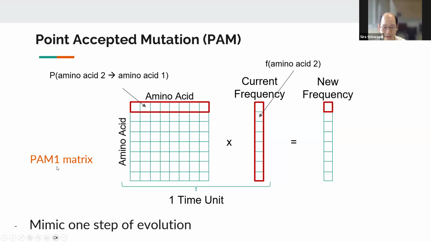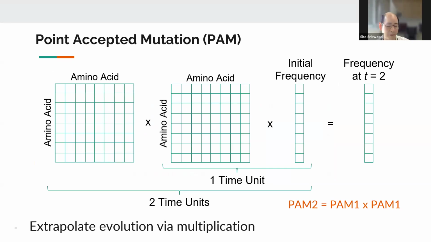PAM is followed by numbers. PAM1 means that you multiply the frequency of amino acids by this matrix one time. So this mimics one step of evolution. If you want to mimic long-term evolution, like between distant species, you can multiply many matrices together. The number of matrices that you multiply will mimic the evolutionary process for that many steps. If you multiply this matrix twice, then the frequency that you get at the end is two steps of evolution. So PAM2 is PAM1 times PAM1, so two steps of evolution.